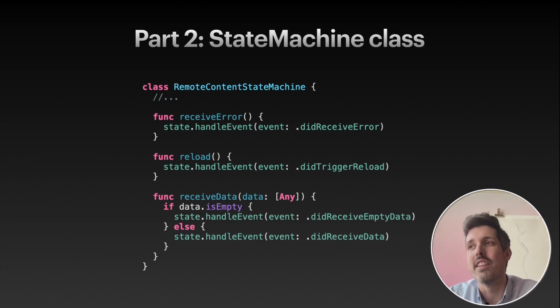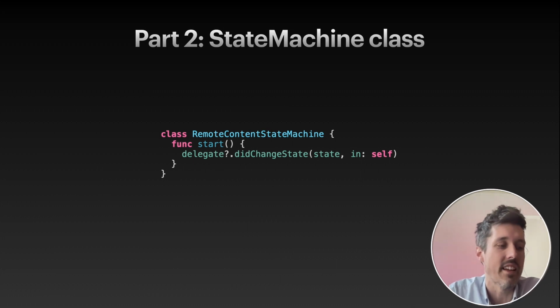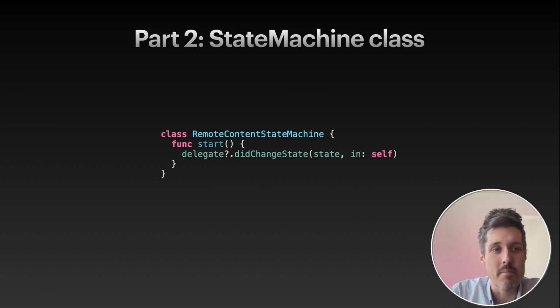And finally, because we're using a delegate and with didSet, we need to actually tell the rest of the app what our initial state is. So I'm going to add a start method that simply triggers a delegate and communicates the state of our state machine. And that's it.